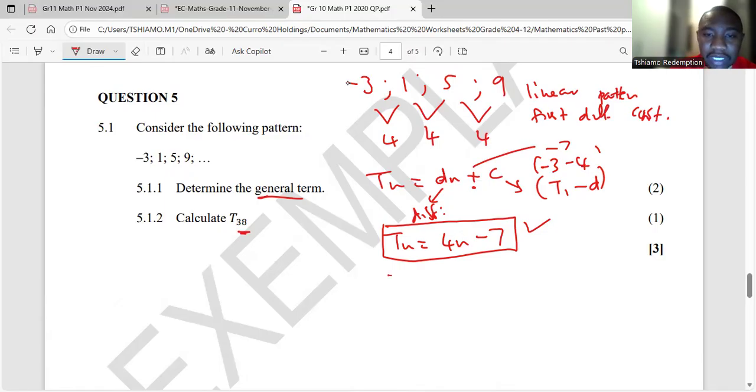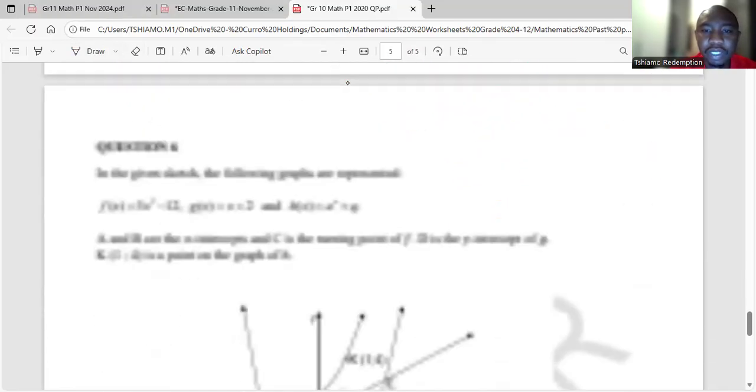Determine term number 38. So term number 38 will be, in the place of n, I substitute 38. It's 145. Okay, straightforward, nothing hectic, nothing much there.